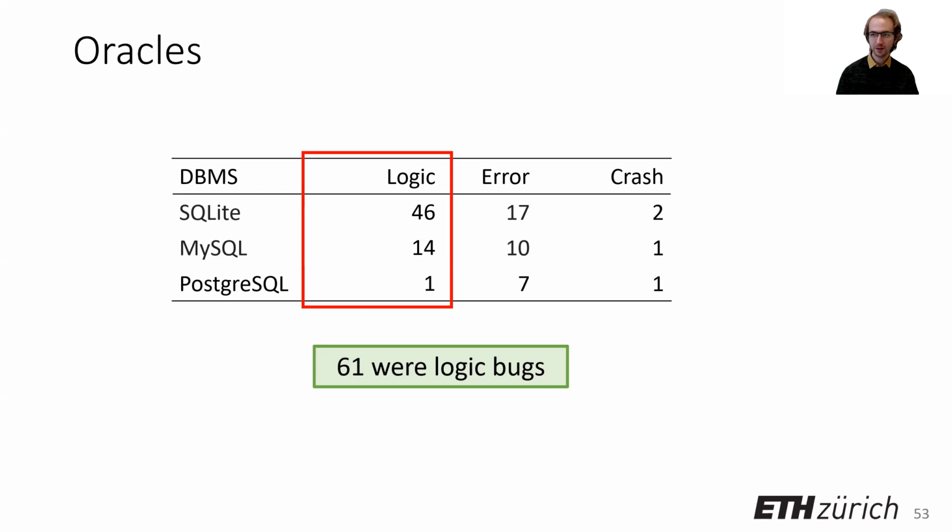61 of the bugs that we found were logic bugs. The others were error and crash bugs. So error bugs are basically where the DBMS returned an unexpected error message, for example, that the database was corrupted, and crash bugs are when the process exits with an abnormal exit code.